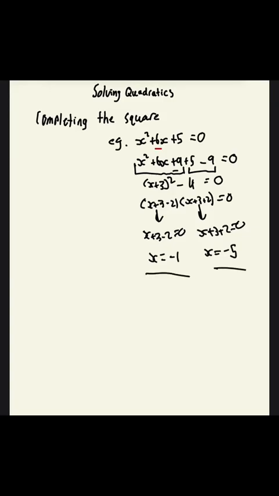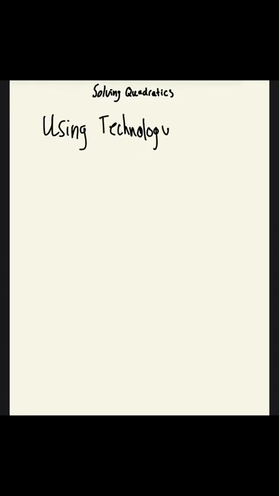We'll go through one more method as well. If you're using technology to solve quadratics, you just need to graph the function and then see where it intercepts with the x-axis. So if you graph the function, the solutions for the quadratic are the points where it crosses the x-axis here and here. So they would be the solutions. You wouldn't have to actually solve it algebraically if you were using technology.